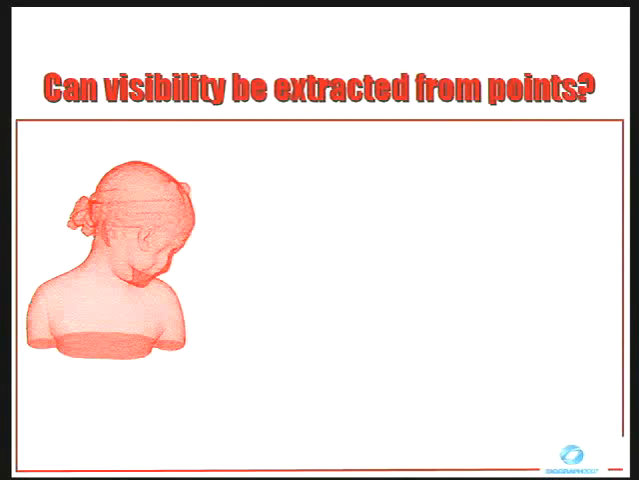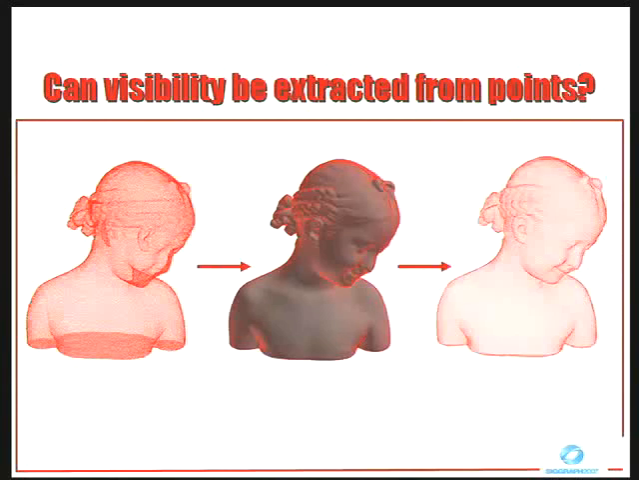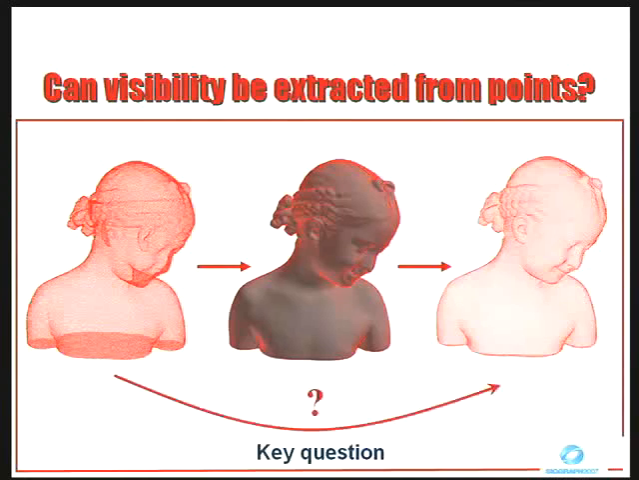One way to compute visibility of a point set is to reconstruct the surface and then determine visibility on the reconstructed surface. However, reconstruction is a difficult problem both in theory and in practice, as we saw today, and it often requires additional information such as normals and sufficiently dense input. The key question that this paper attempts to answer is whether visibility can be extracted directly from the point cloud.